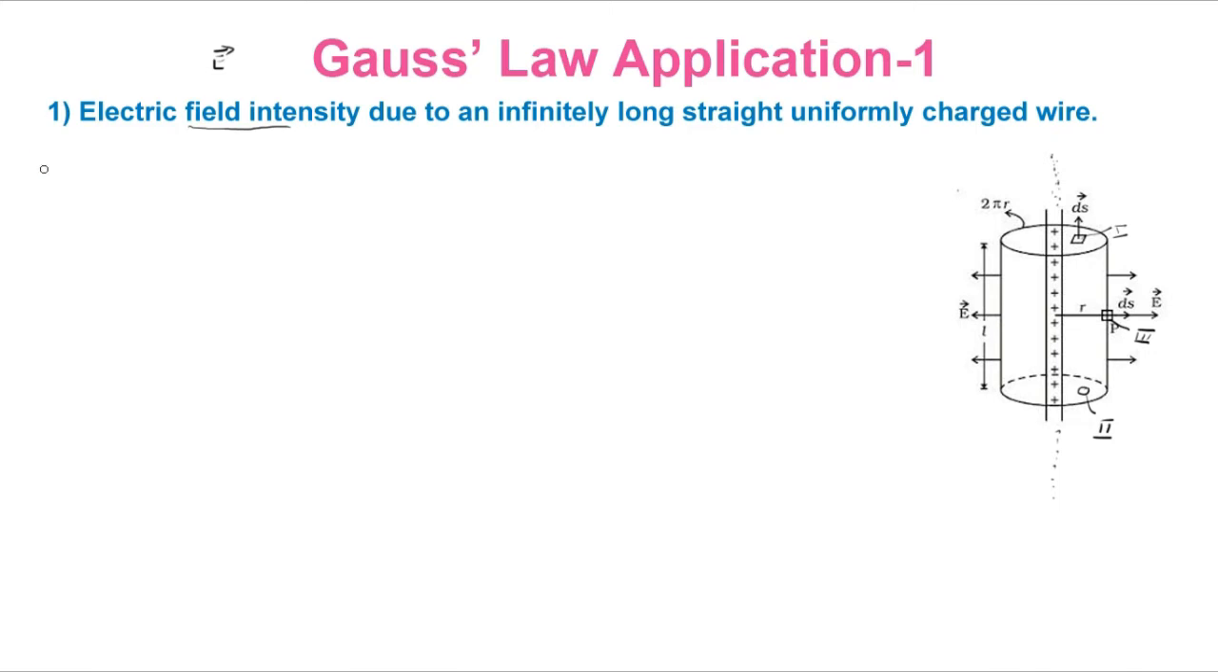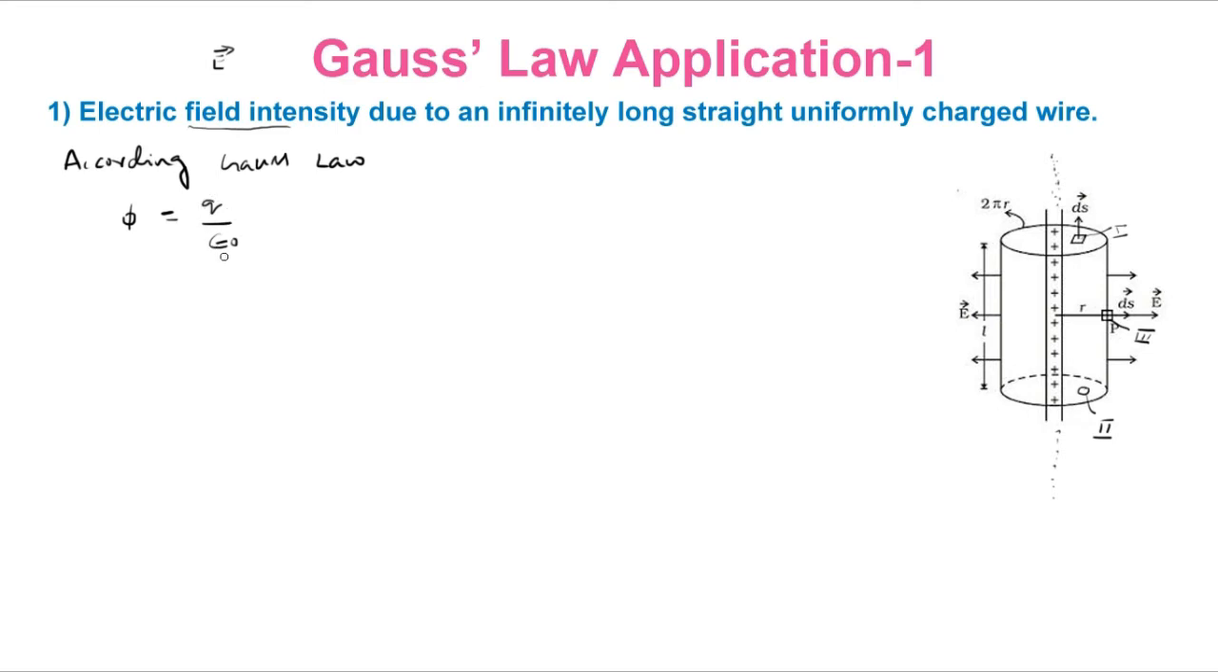Before that, first, according to the Gauss law, what does it say? That is the outward flux. The outward flux in a closed surface area is equal to 1 by epsilon naught times the charge enclosed. So this is the Gauss law formula.